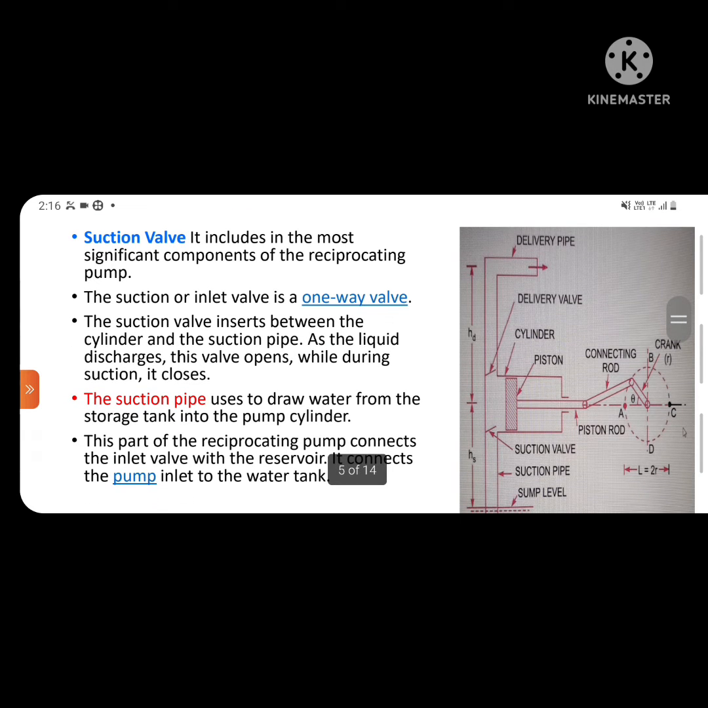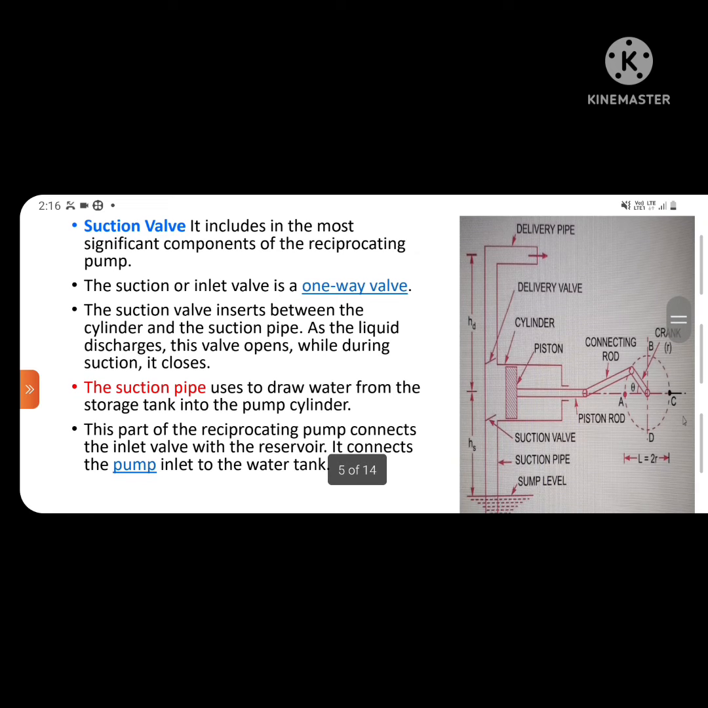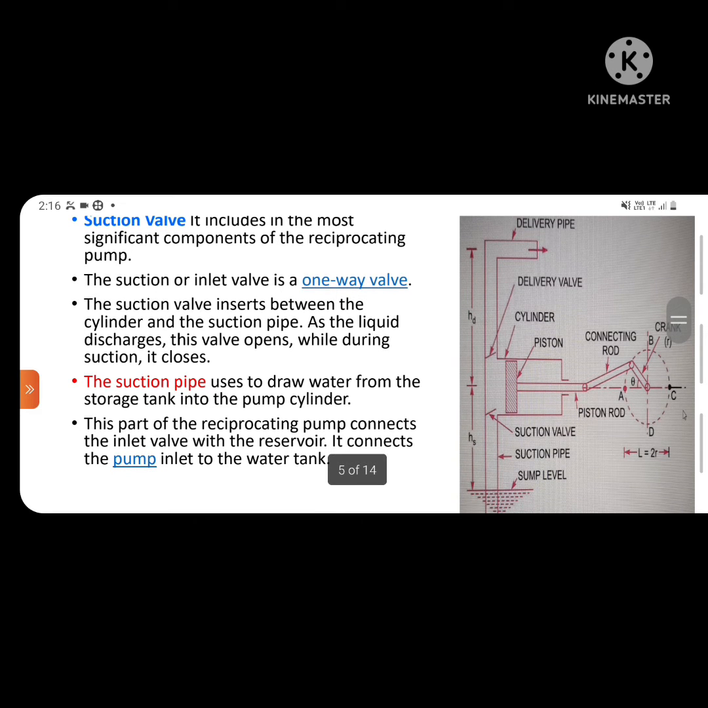Suction pipe is used to draw water from the storage tank into the pump cylinder. This part of the reciprocating pump connects the inlet pipe with the reservoir, and it connects the pump inlet to the water tank. Look at this schematic diagram of a reciprocating pump: suction pipe, suction wall, piston is connected to the connecting rod, which is connected to the crank.